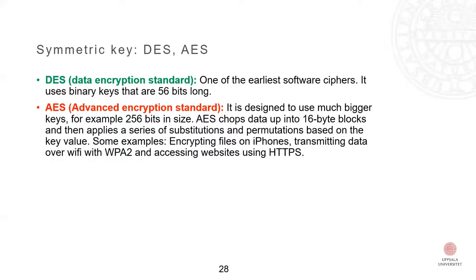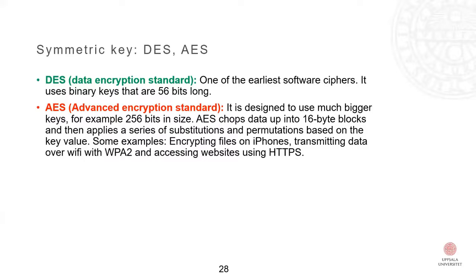There are other techniques that are called DES and AES. DES stands for Data Encryption Standard, and it was one of the earliest software ciphers. It uses binary keys, but each of them is actually 56 bits long. This showed to be not secure enough either, so then AES was introduced, which stands for Advanced Encryption Standard. It is much more secure and is designed to use much bigger keys, for example, keys of the size 256 bits.